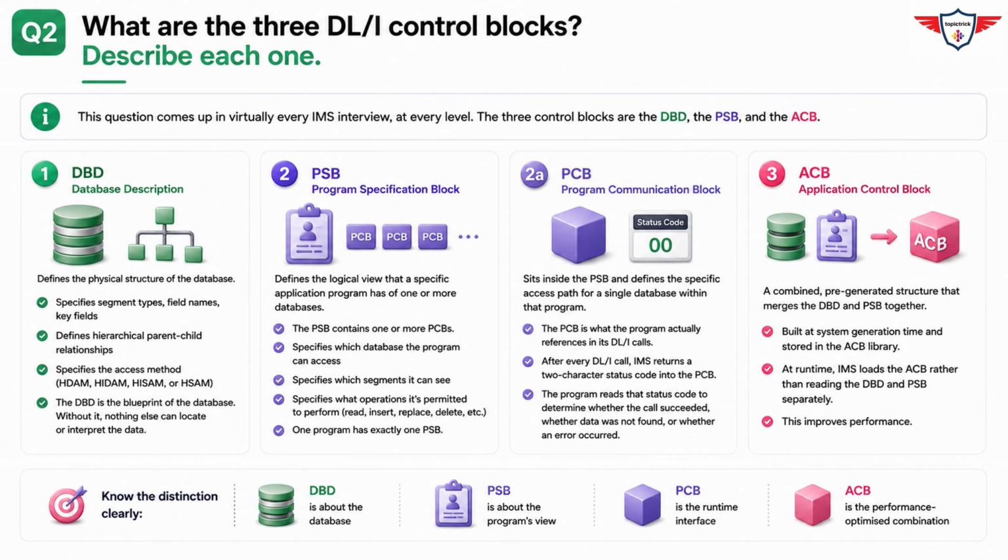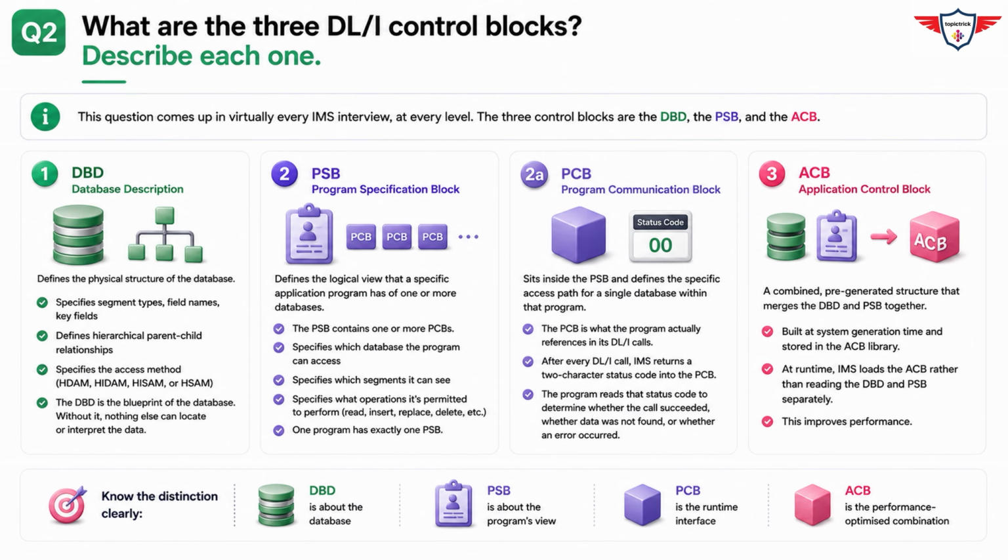So at runtime, IMS loads the ACB rather than reading the DBD or PSB separately, which actually improves the performance. Now, the key takeaway is that you should clearly understand the distinction between all these control blocks. So DBD is about the database, PSB is about the program view, PCB is about the runtime interface, and ACB is about the performance optimization combined.